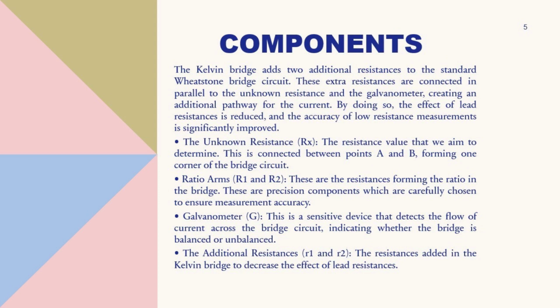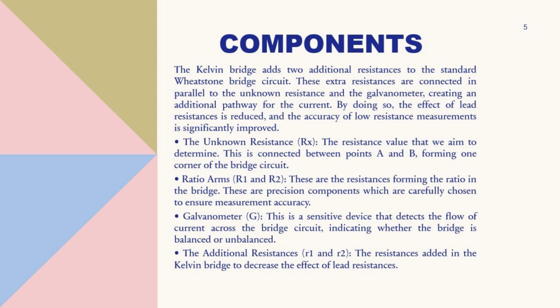The unknown resistance Rx is the resistance value that we aim to determine. This is connected between points A and B, forming one corner of the bridge circuit. After that, ratio arms R1 and R2. These are the resistances forming the ratio in the bridge. These are precision components which are carefully chosen to ensure measurement accuracy.